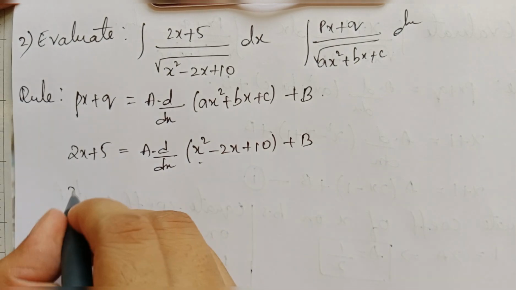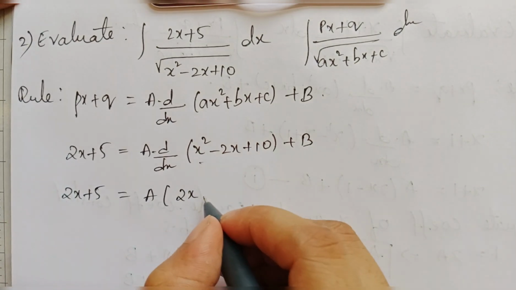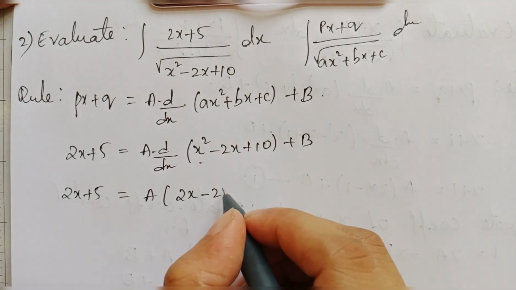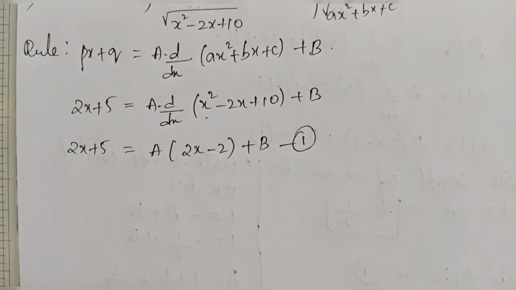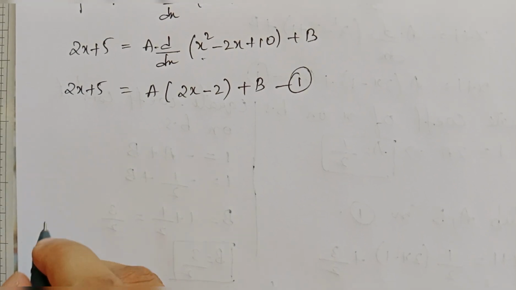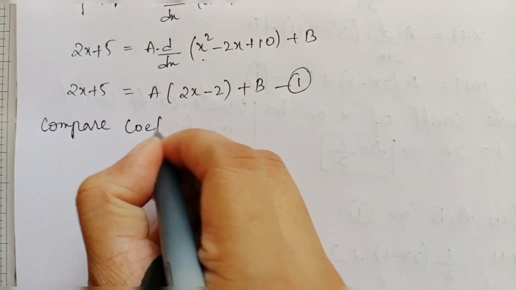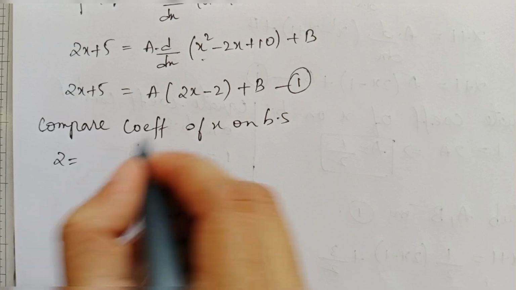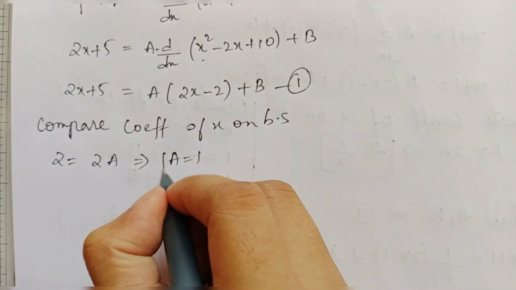Now differentiate this function, we will get 2x plus 5 is equal to a into (x square derivative is 2x, minus x derivative will be 1). So this will be equal to only 2, and the constant is 0, plus b. Take it as equation 1. Now we will compare the coefficient of x on both sides. So we'll get here 2 equal to, here it will be 2a, right? So this will be a equal to 1.